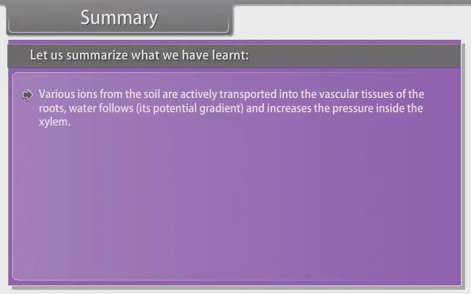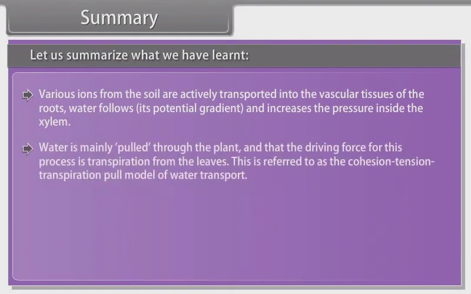Various ions from the soil are actively transported into the vascular tissues of the roots. Water follows its potential gradient and increases the pressure inside the xylem. Water is mainly pulled through the plant, and the driving force for this process is transpiration from the leaves. This is referred to as the Cohesion-Tension Transpiration Pull model of water transport.